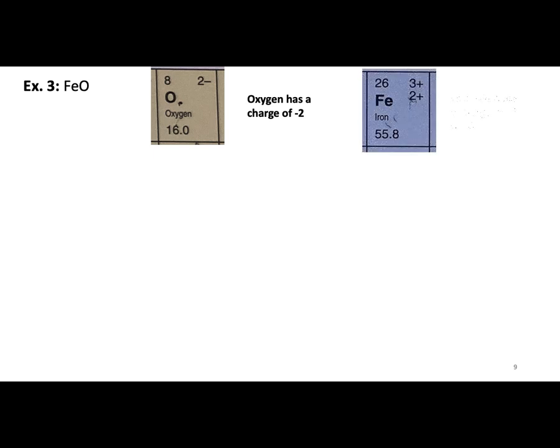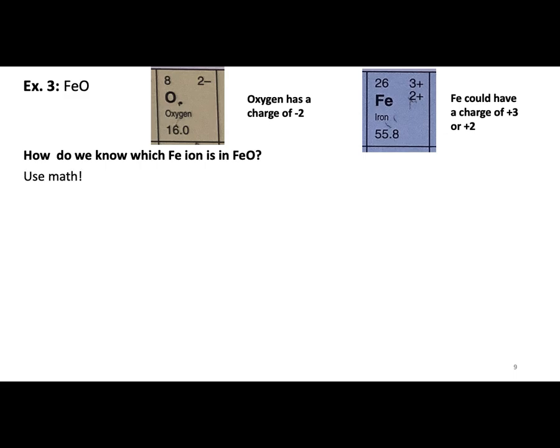Here's another example, iron oxide. So now actually we're going to write the name from the formula. So here's oxygen. Oxygen has a charge of -2. Here's iron. Iron could have a charge of +3 or +2. How do we know which iron ion is in FeO? We have to do a little bit of math, but don't worry.